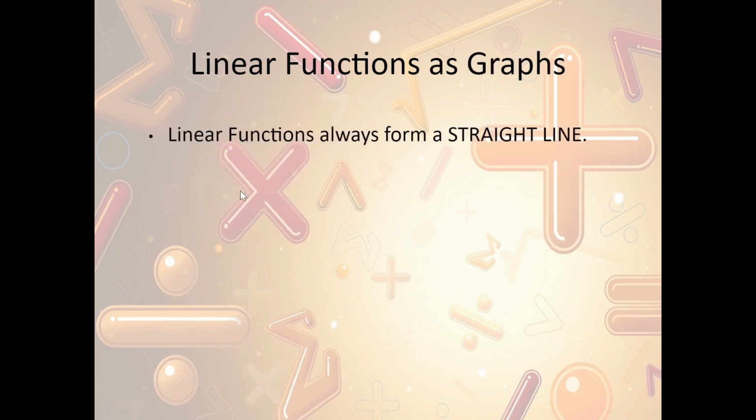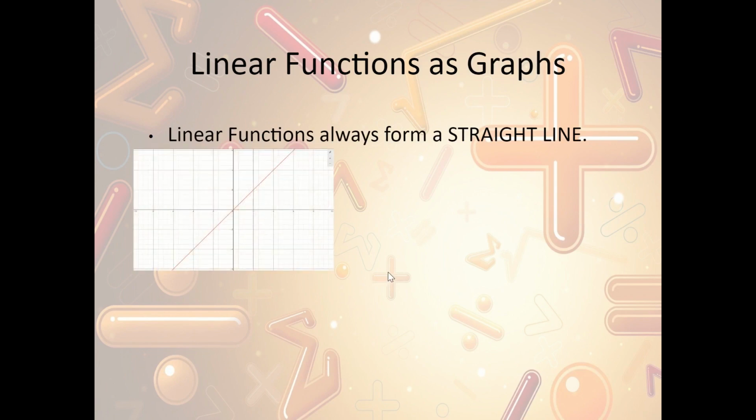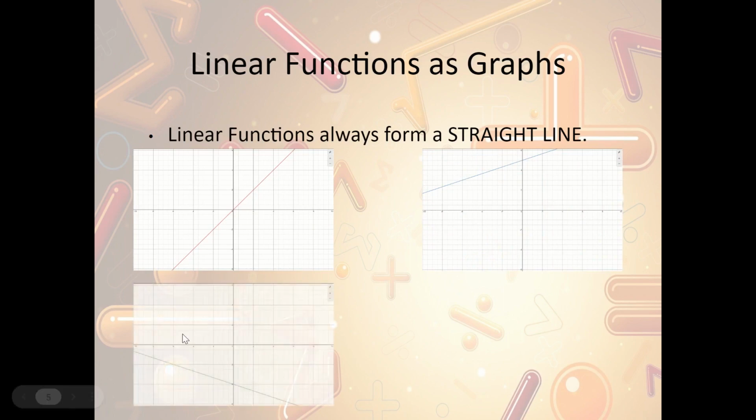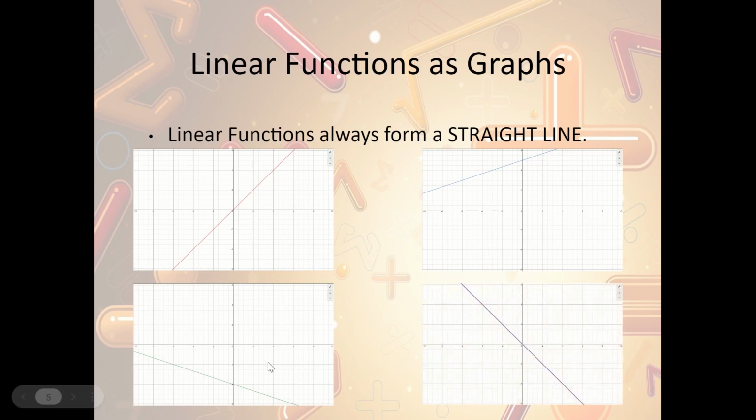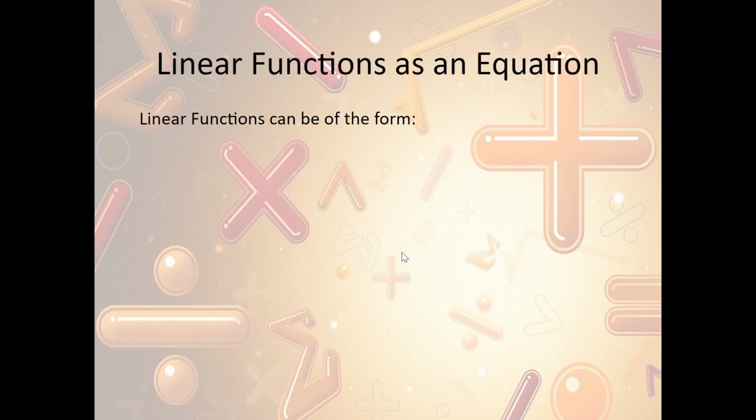Now from graphs, again, the rule is they form a straight line. So this is an example of a linear function. This is also an example of a linear function. As is this one. It can go up or down. It can be really steep or really flat. This is another example. Again, really flat and going downward. This one's steep and going downward. So all of these form what we call linear functions.